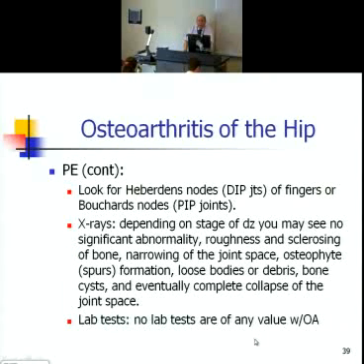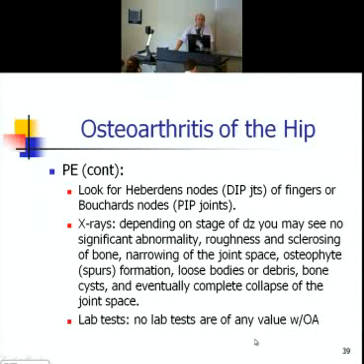So, if a patient has osteoarthritis, look for other clues like Heberden's nodes of the fingers or Bouchard's nodes. DIP for the Heberden's, PIP. DIP is the distal interphalangeal joint, and the PIP is the proximal interphalangeal joint. And again, x-rays depend on the stage of the disease.